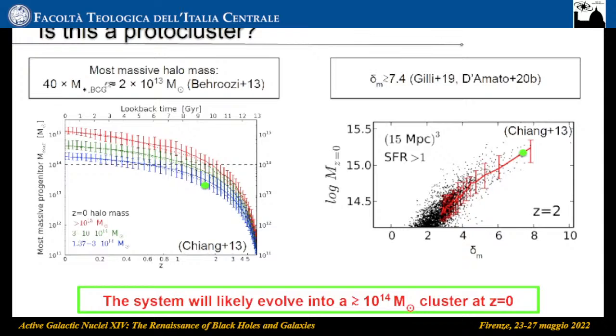And if we put this in this plot of the evolution of the most massive halo as a function of redshift, we see that this structure is actually going to evolve into a cluster of at least 10^13 solar masses. We obtain the same results if we consider the evolution of the overdensity.